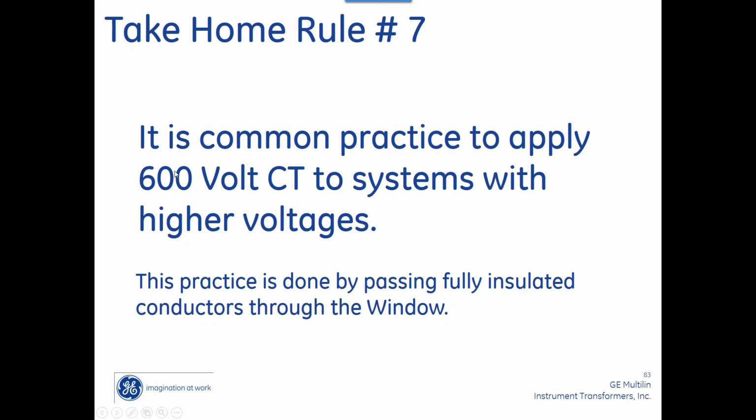Rule 7 with GE. It's common practice to apply 600 volt CTs to systems with higher voltages. The reason you can do that is because you have fully insulated conductors going through the window.